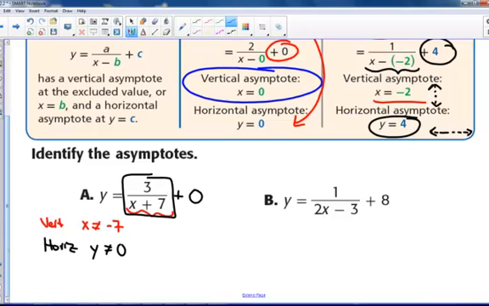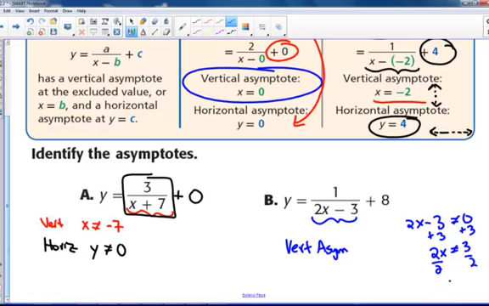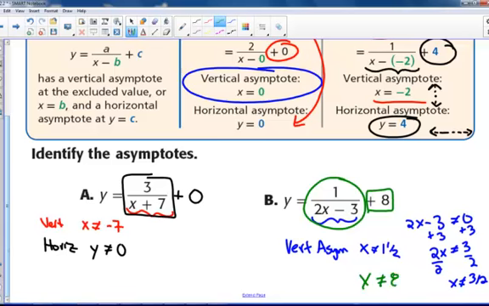In the second one here, my vertical asymptote is that 2x minus 3 will never equal 0. To solve this, I'm going to add 3 and then divide by 2. So my vertical asymptote is that x will never equal 3/2, or x will never equal 1.5. My horizontal asymptote is this number. This will never equal 0, therefore y will never equal 8.